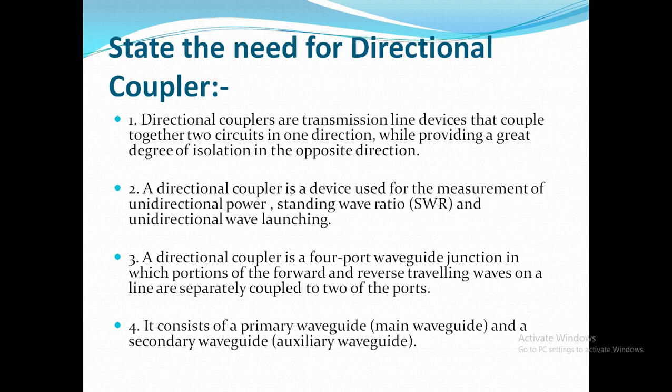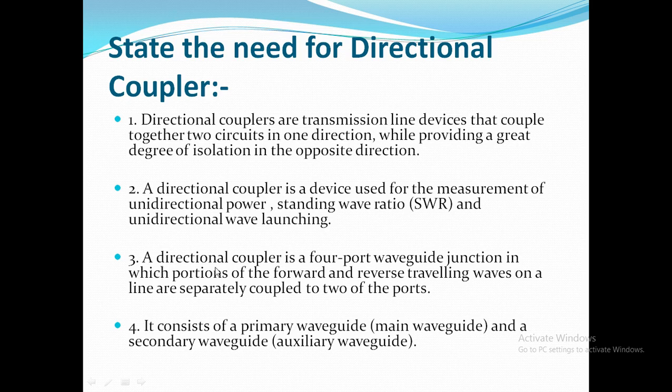A directional coupler is a device used for the measurement of unidirectional power. It is used for the measurement of unidirectional power, standing wave ratio, and unidirectional wavelength. So the purpose of the directional coupler is to measure these quantities.